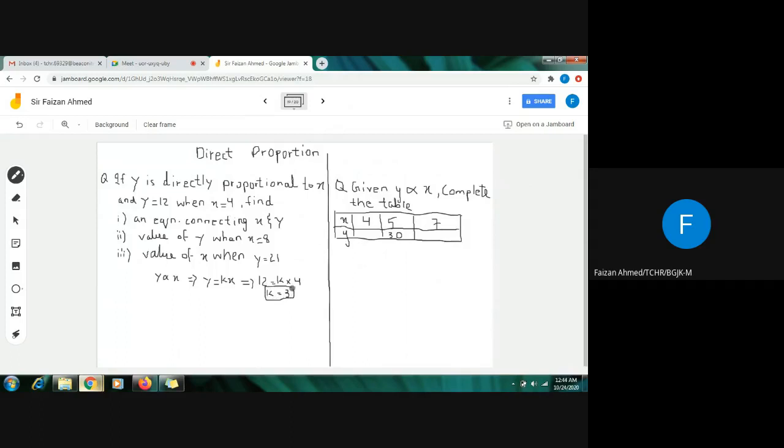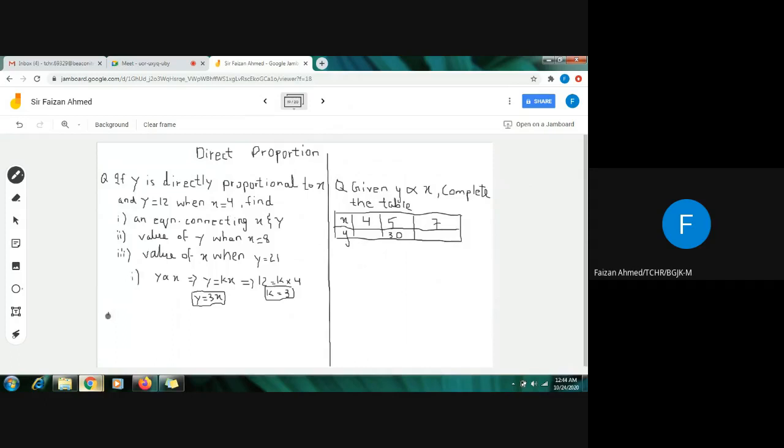So I will just put this value of k back in the equation. So the answer of the first part is basically y is equals to 3x. I have calculated the value of k, that is 3. So I will just put it back into the equation, and this is my final equation which is connecting x and y. So this is basically the working of the first part.